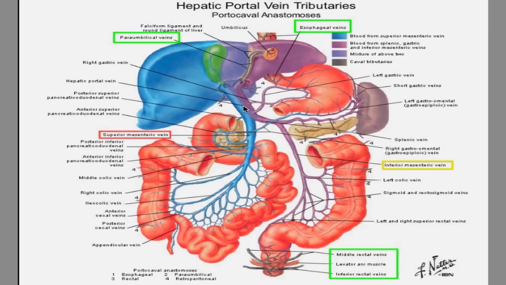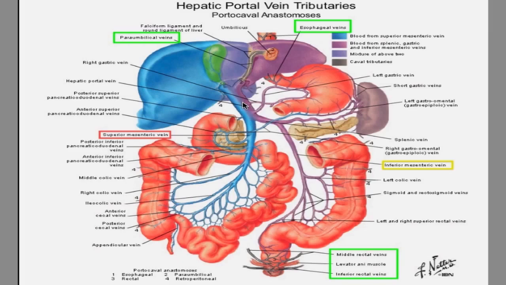I think every student needs to know that, because when we talk about portal hypertension, this is what we are referring to right here. But I'm not going to go into great detail. We're going to talk about it in the next lecture. So this is the hepatic portal vein. The hepatic portal vein is going to drain into the liver, and as you can see, it splits up.